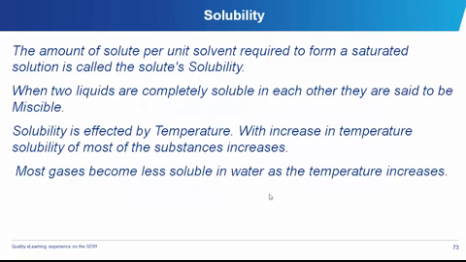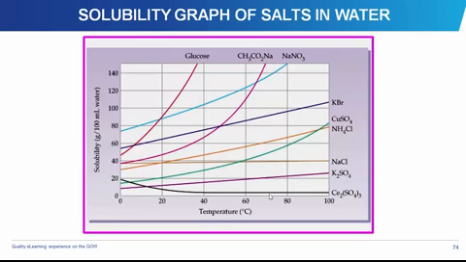And solubility. The amount of a solute per unit solvent required to form a saturated solution is called the solute's solubility. We have a formula that describes that. We'll see the formula shortly. Now, this is our solubility curve. A solubility curve simply shows the solubility and the temperature range of the particular compound or substance.